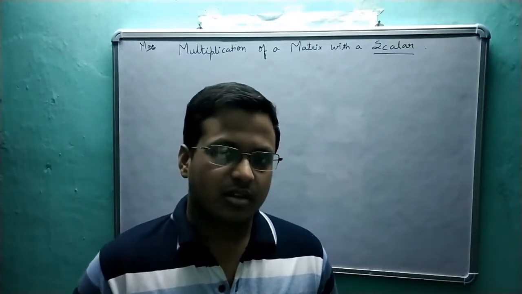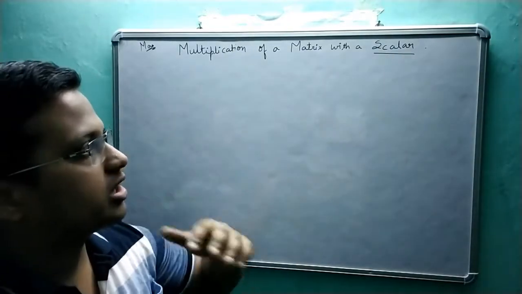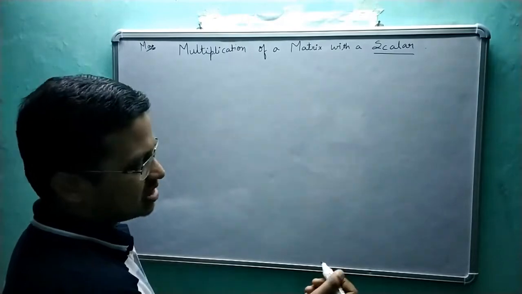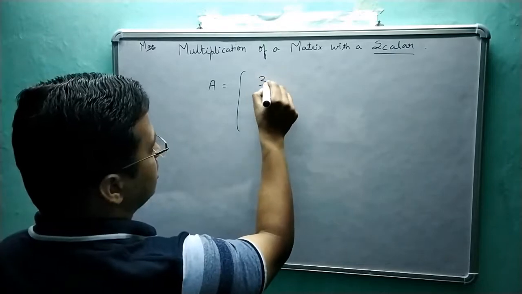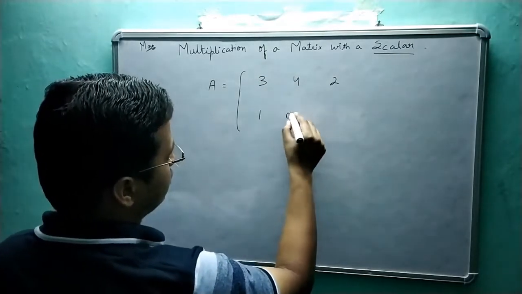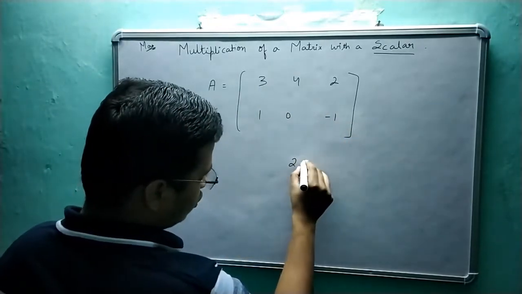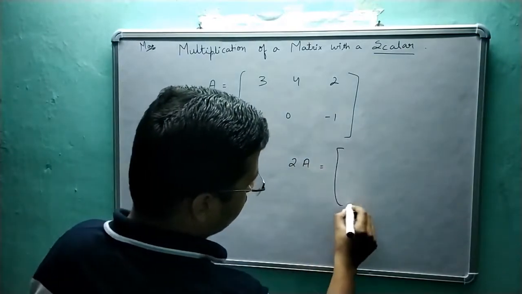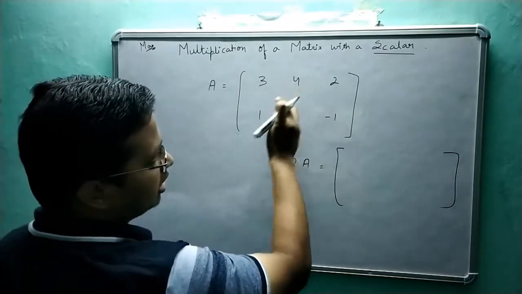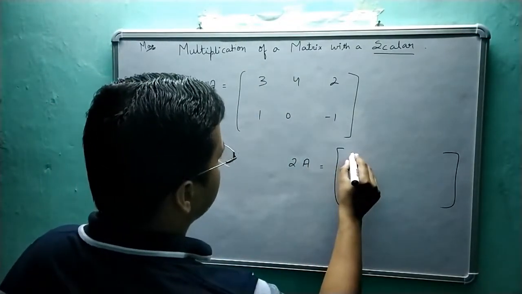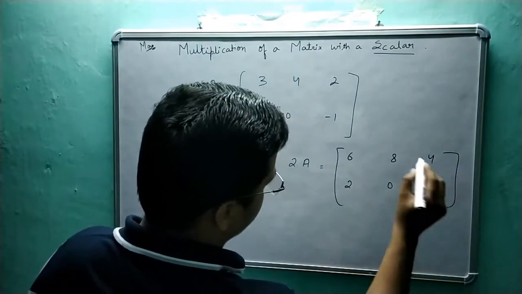Hari Om. Our next topic in matrix is multiplication of a matrix with a scalar quantity. So let us take an example to understand this. If A is a matrix 3, 4, 2, 1, 0, minus 1, and if we multiply this matrix with, suppose, 2, that means 2A is equal to, so if we are multiplying 2 with this matrix, the 2 will get multiplied to each of its elements. So we will get a matrix 6, 8, 4, 2, 0, minus 2.